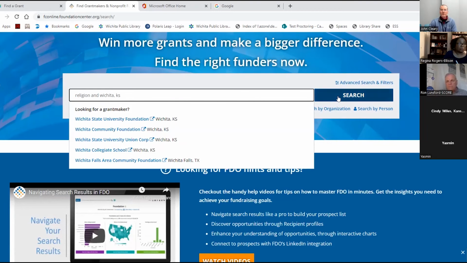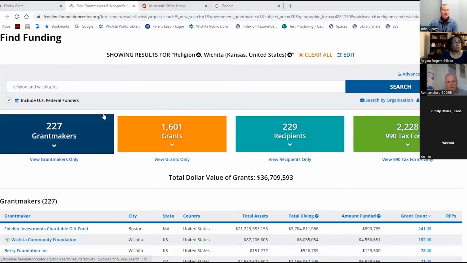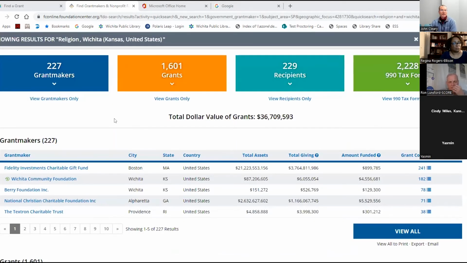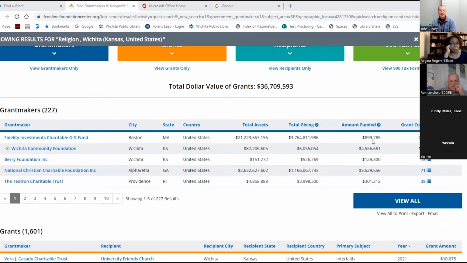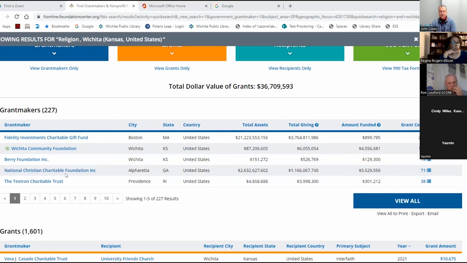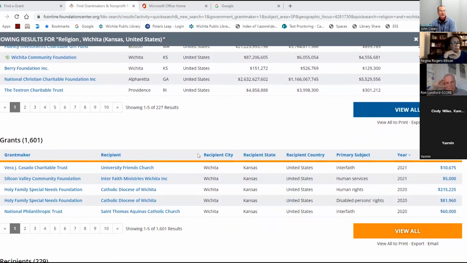So you type in what you're searching for and hit the search button, and it will go out and find relevant grants, grant makers, recipients, and 990 forms for you. So it found 227 grant makers, 1,600 grants, and 229 recipients. It shows the top 5 grant makers here, and on the right side, it shows the number of grants that they've given in that category. So Fidelity Investments Charitable Gift Fund, the Wichita Community Foundation, the Berry Foundation, the National Christian Charitable Foundation, and Textron Charitable, which is the Cessna Raytheon company here in Wichita. They've all given multiple grants to various churches and religious organizations here.